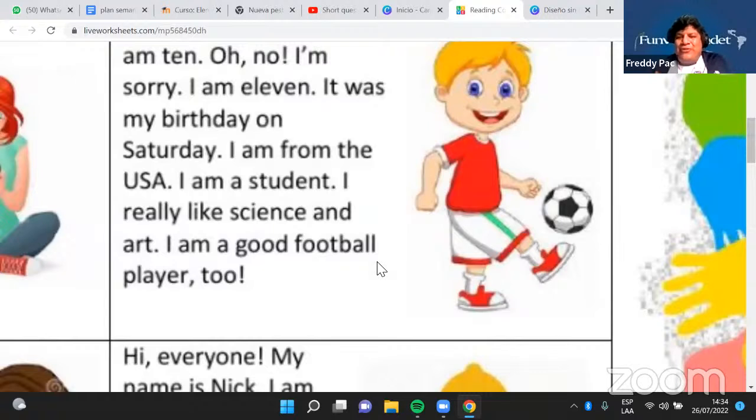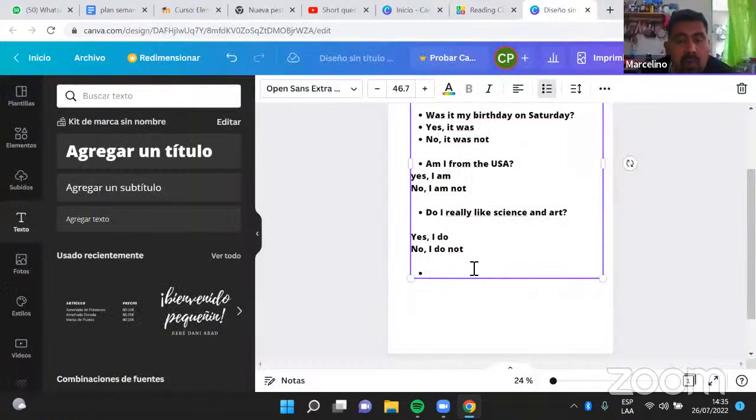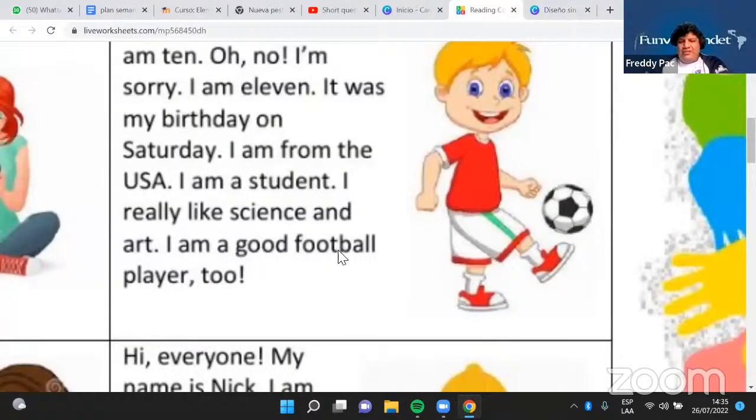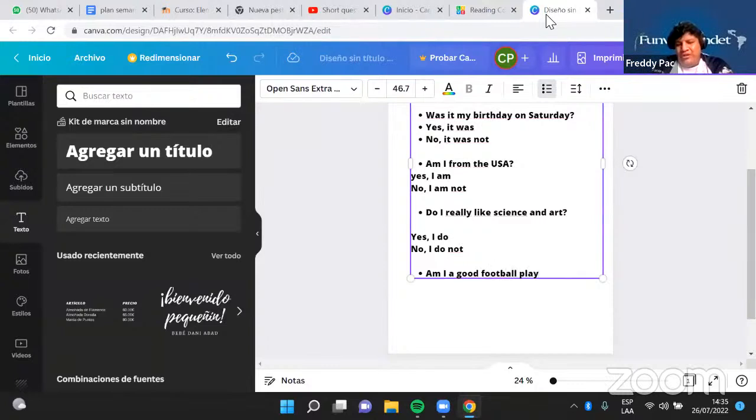What could be another question for this reading? For example, the sentence is, I am a good football player. So okay, what is the question? Very good, very good. Am I a good football player?